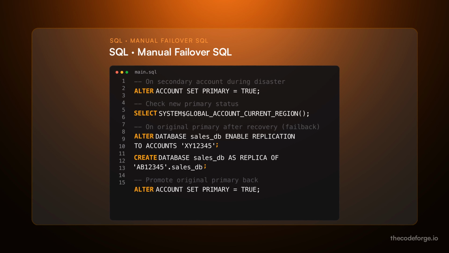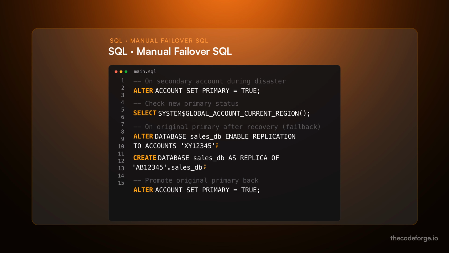First, promote the secondary and verify with SYSTEM$GLOBAL_ACCOUNT_CURRENT_REGION. After the original primary is restored, enable replication back, promote it again, and verify. Update connection strings at each step.